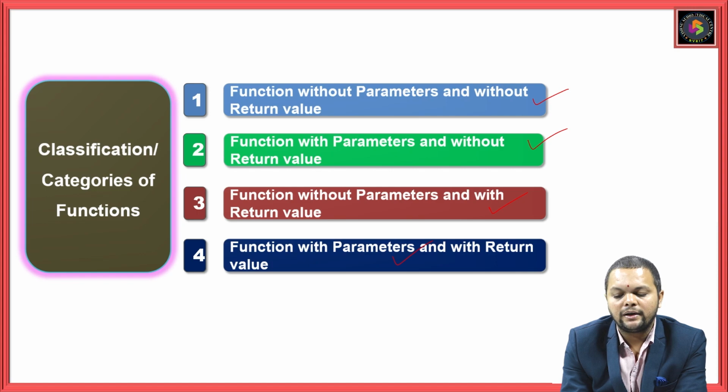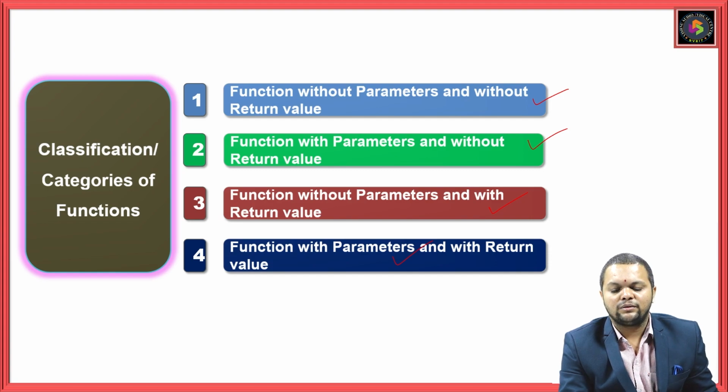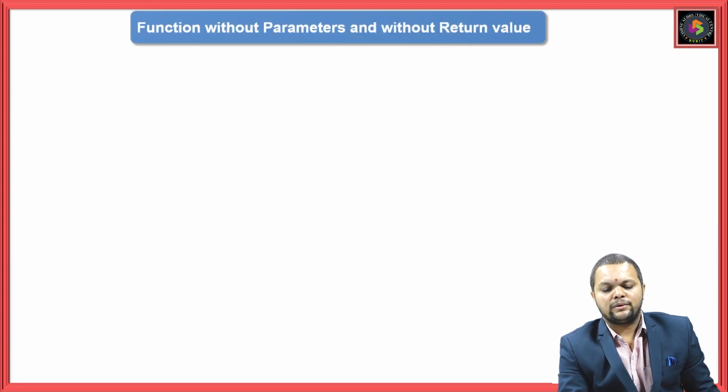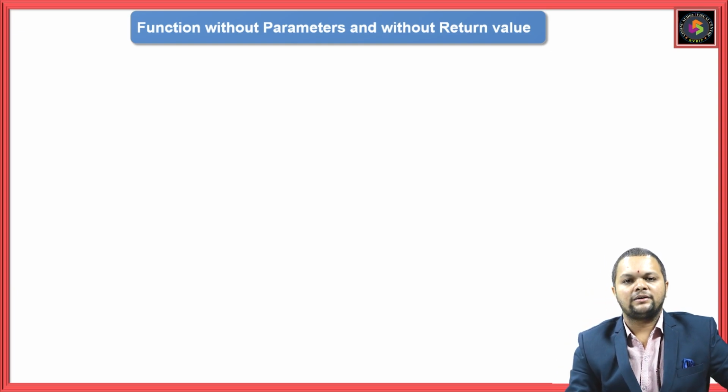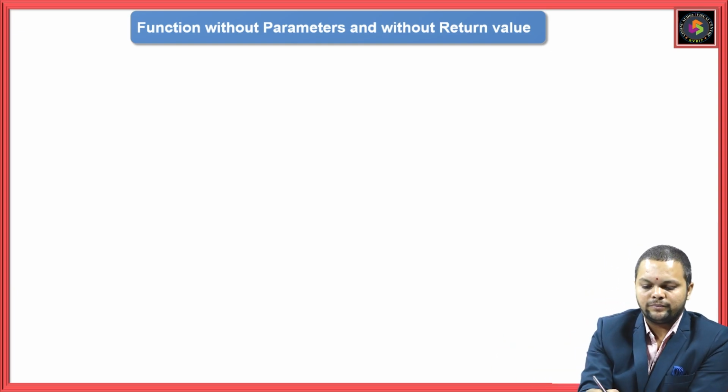So without parameter, without return value; with parameter, without return value; without parameter, with return value; and with parameter and with return value. These are the 4 classifications of your functions, or categories of functions. We'll see one by one what exactly that is. So I'll explain function without parameters and without return value.